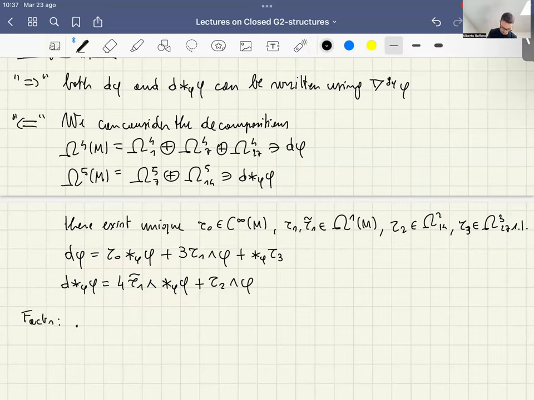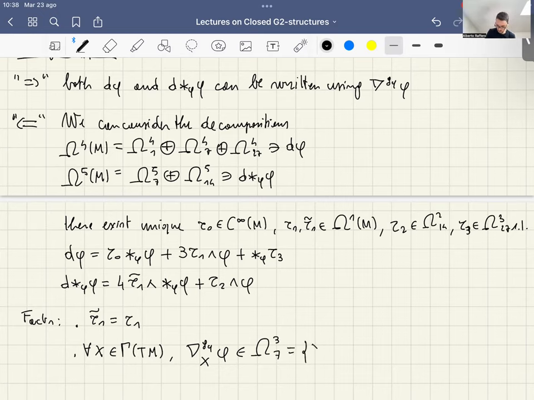Now, some facts are as follows. First of all, you can show that actually tau 1 tilde has to coincide with tau 1. So actually these two 1-forms are equal. Moreover, you can show that for every vector field X on the manifold, if you consider the covariant derivative of phi in the direction of X, then it belongs to the space omega 3 7, which from what we said yesterday is the space that you can write at the manifold level as the contractions of vector fields with the four-form star phi.